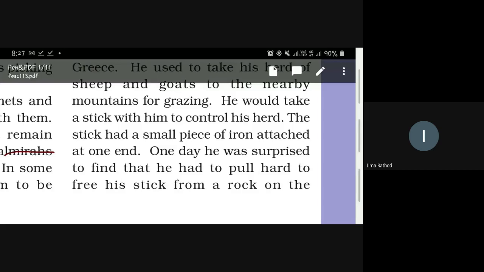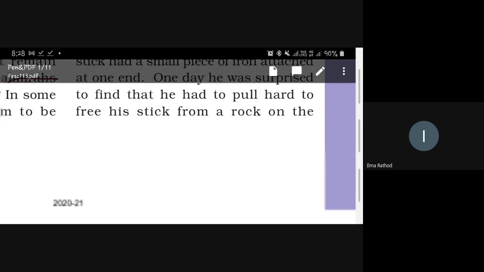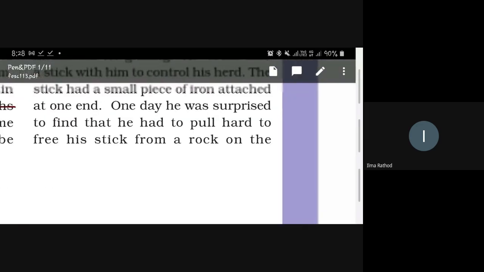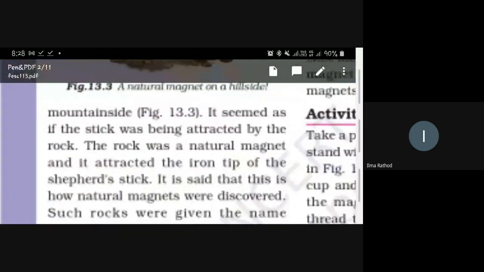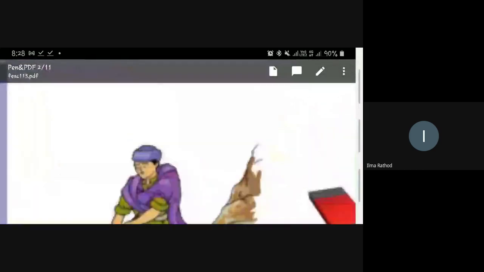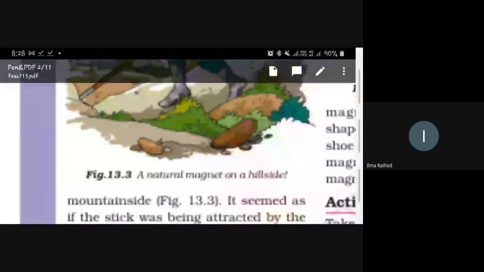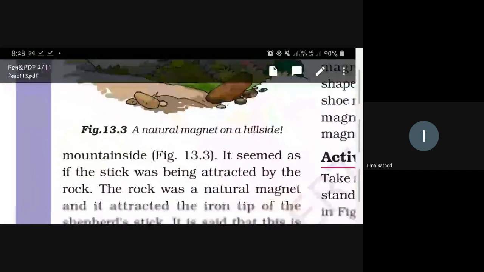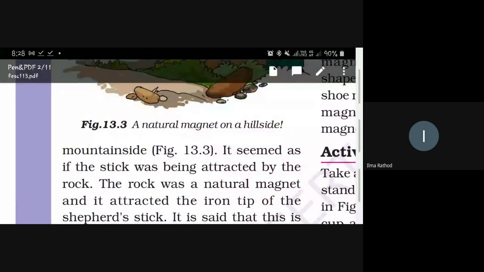One day he was surprised to find that he had to pull hard to free the stick from a rock on the mountainside. Fig 13.3.